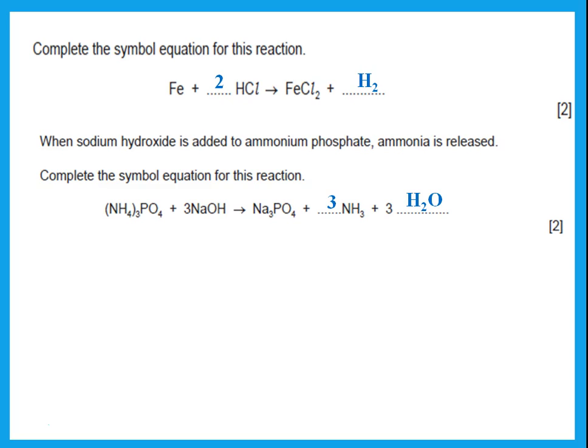How many nitrogens do we have before the arrow? Can you tell me how many nitrogens we have before the arrow? We have NH4 bracket 3.